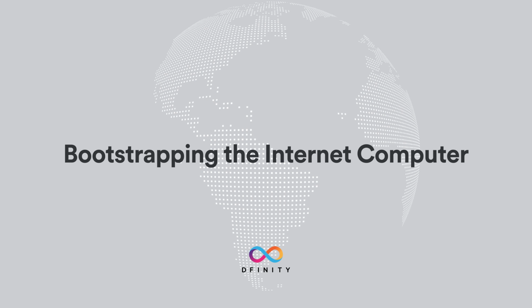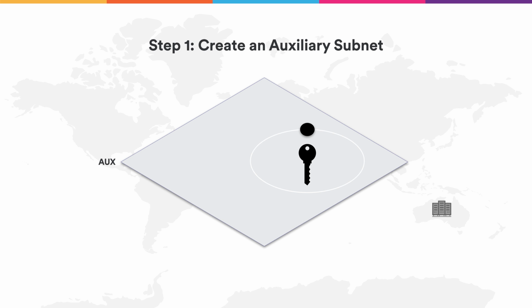We start the bootstrapping process by initializing an auxiliary subnet. This is a subnet that we only use for the purpose of starting the network system of the Internet Computer, and then we can discard this. This auxiliary subnet consists of a single node running in a single data center.